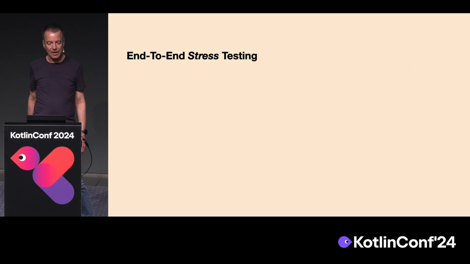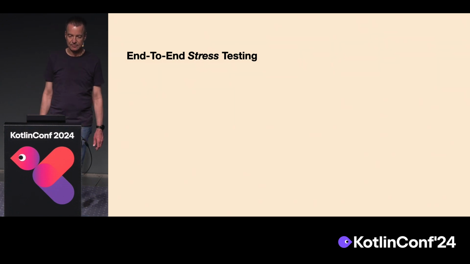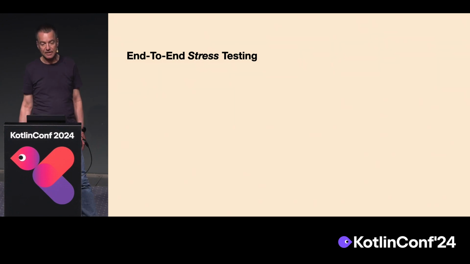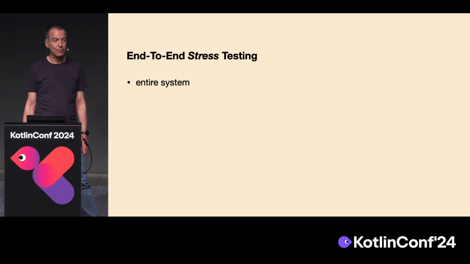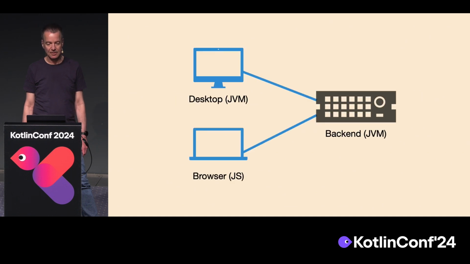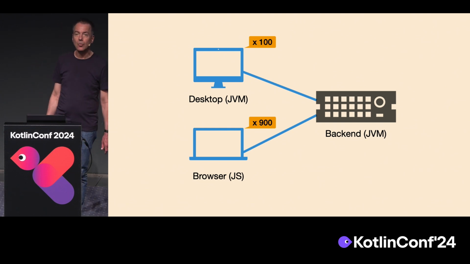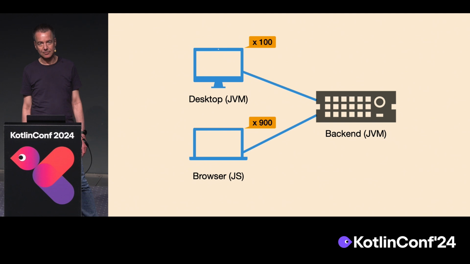So now, if we want to do end-to-end stress testing, that means to execute the entire system under massive load with production-like concurrency. And the entire system in our case looks like this. We have desktop, browsers, the backend, but we have 100 desktops. And we have 900 browsers. So that's our real-life usage scenario. So how would we end-to-end test such a system? Launch 1001 processes?